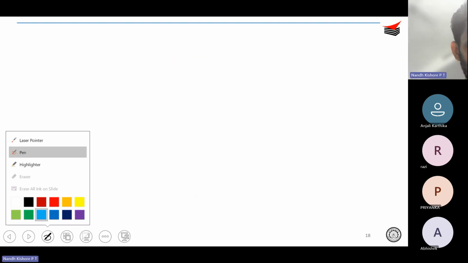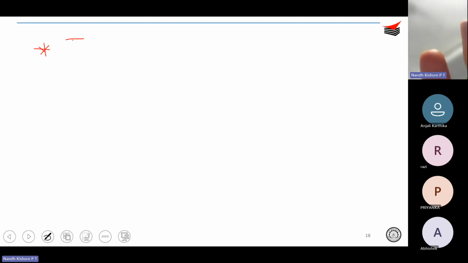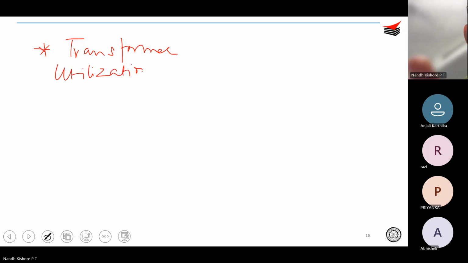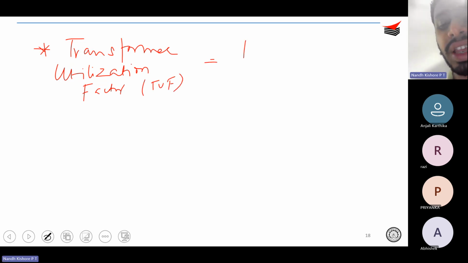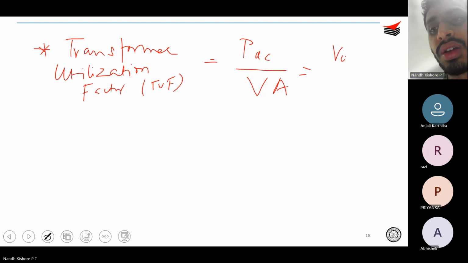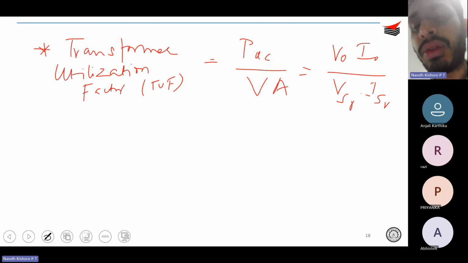So then you saw one more definition, which was called the transformer utilization factor, TUF. It is the DC output power, PDC, divided by the VA rating of the transformer. Effective VA rating, that is V naught I naught divided by V source RMS into I source RMS.